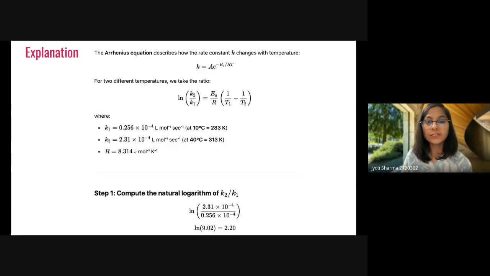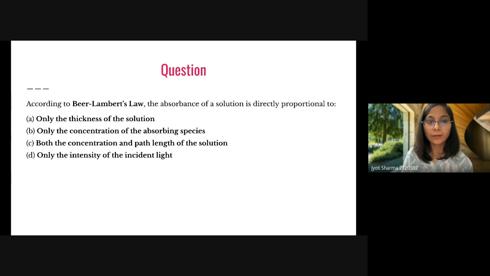So yes, this is the formula. We already know ln(K2/K1) is equal to activation energy upon R multiplied by (1/T1 − 1/T2). If we put everything into that equation, we will have the value of activation energy, that is E1. I think you people can give me the answer for this, because this is not the numerical question.